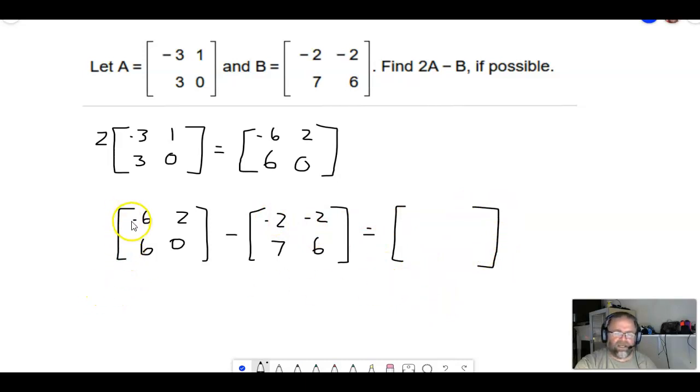You're just going to take each of the elements from the same positions and subtract them. So -6 minus -2, well, that's the same thing as -6 plus 2, so that's going to be -4. And then we have 2 minus -2, which is the same thing as 2 plus 2, so that's going to be 4. And then we're going to have 6 minus 7, which is -1. And finally, we're going to have 0 minus 6, which is -6. So here is what's called our resulting matrix when we take 2a minus b.